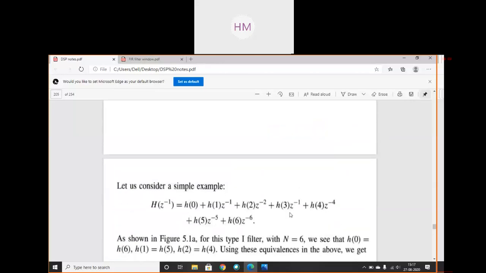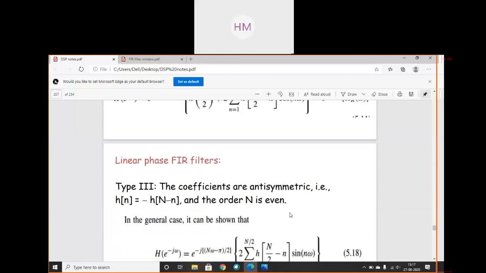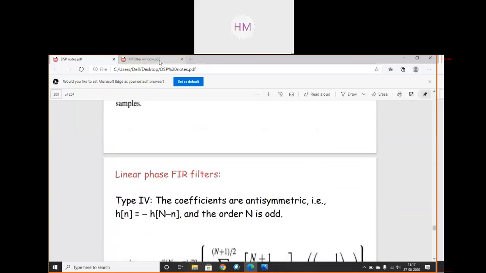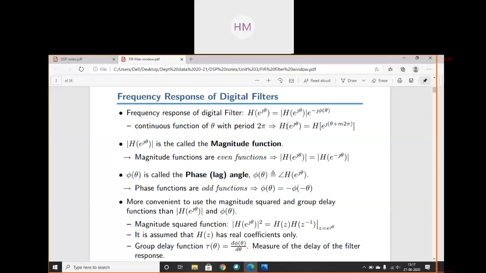Now we will discuss the magnitude and phase response of digital filters. How we discuss that depends on the frequency response of FIR digital filters. We need the frequency response of the digital filter because we have to simplify all the numericals, and we simplify them by finding out the magnitude and phase response. The frequency response of a digital filter is H of e to the power j theta.